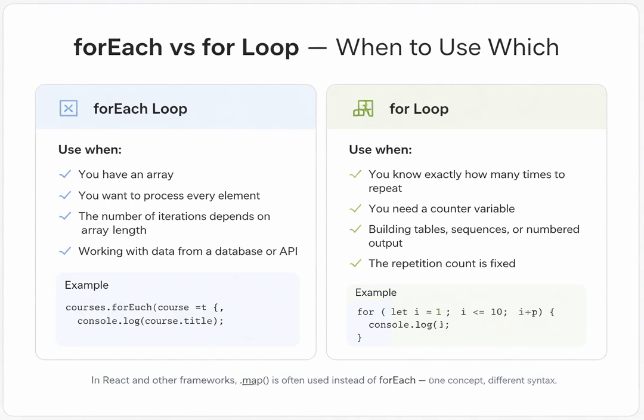The for loop is your precision tool. Use it when you know exactly how many times something needs to happen. Building a multiplication table, generating a fixed number of elements, counting down from a specific number. These are all for loop scenarios. One important note, in frameworks like React, you'll often see the .map method used instead of for each for rendering lists. The concept is identical, it's just a different syntax for a similar purpose. The core idea of looping remains the same across all of these.